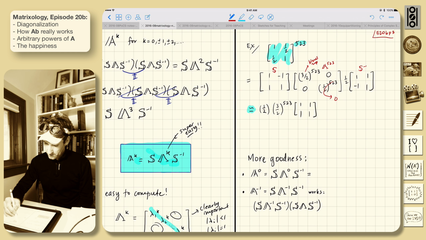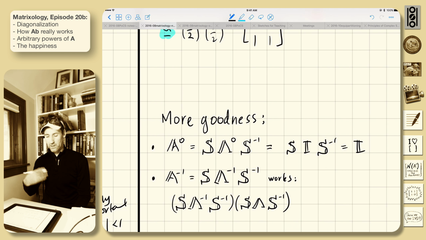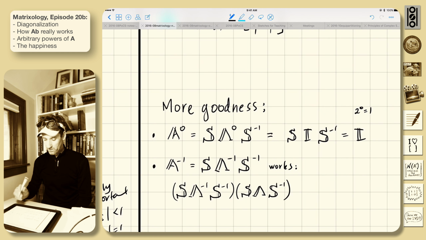So a couple of nice little extra pieces here just to finish. This makes sense, right? A to the power of 0, so lambda to the power of 0, is really just the identity. So this would all collapse. That makes sense. It's like 2 to the power of 0 equals 1. The inverse works as well. So this is A to the minus 1, so we're putting the power here and here. That's good too. This is the identity, and then these two give us the identity as well, inverse of lambda times lambda.